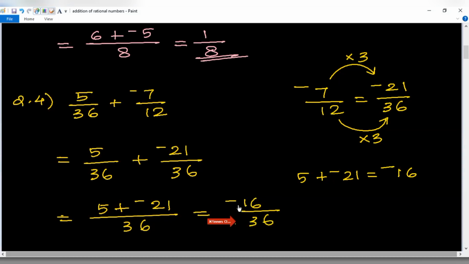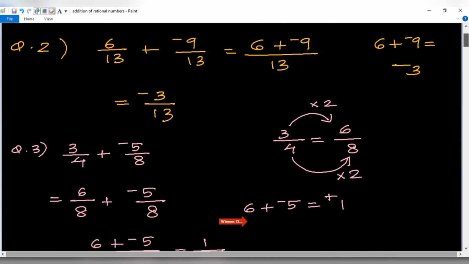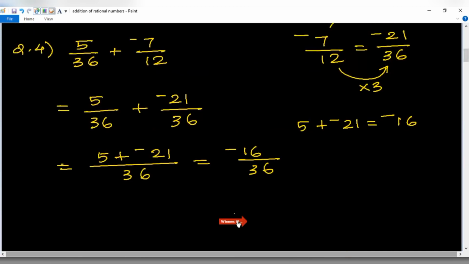Now, listen, we can divide this, right? In the previous questions, the final answer was the least form itself. There was no common term. But here, they have a common factor. We can divide by 4, right? 16 is divisible by 4 and 36 is also divisible by 4. If it is difficult for you, we can divide by 2 each. So first let us divide by 2. 16 divided by 2 becomes minus 8, and 36 divided by 2 is 18. In the next step, again we can divide by 2, right? So it is minus 4 by 9. This is the final answer.